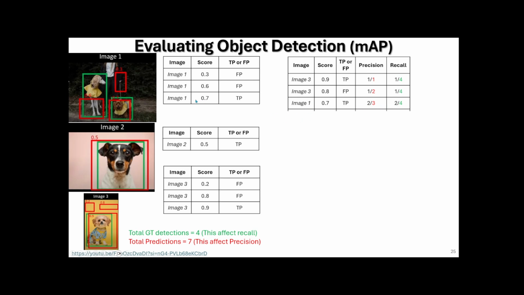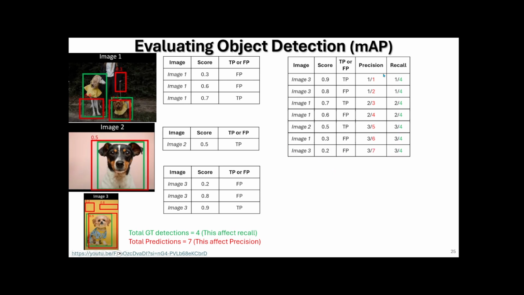Now the next one should be 0.6. It's a false positive, so you cannot add to the numerator, but the predictions increase by 1. So 2 by 4, 2 by 4. Similarly, you can go to image 2, 0.5. This is a true positive, so I can add 1 to the numerator. So 3, and the total is 1, 2, 3, 4, 5 predictions, so 3 by 5. The total ground truth was 4, so 3 by 4. So I can just go on and complete this table. If you have confusion, just go one by one and understand what's happening. And now I have the precision values, I have the recall values, I can plot a curve.